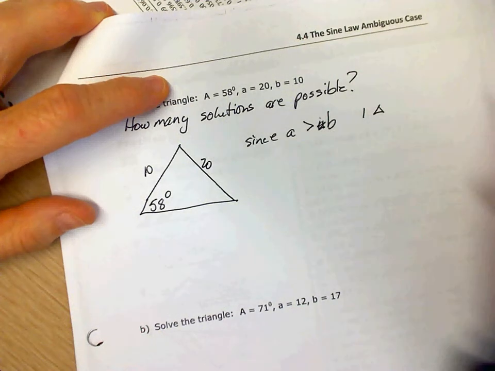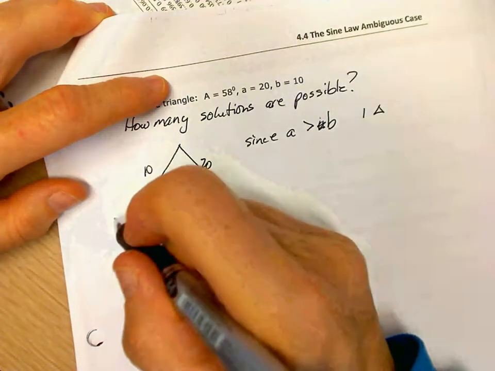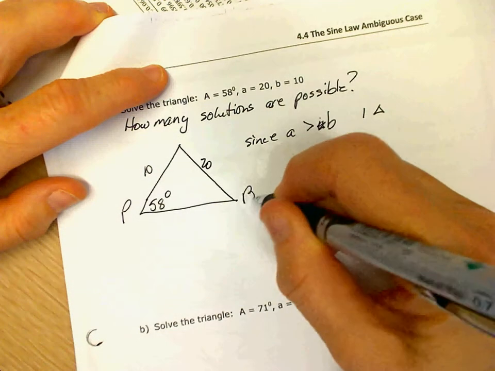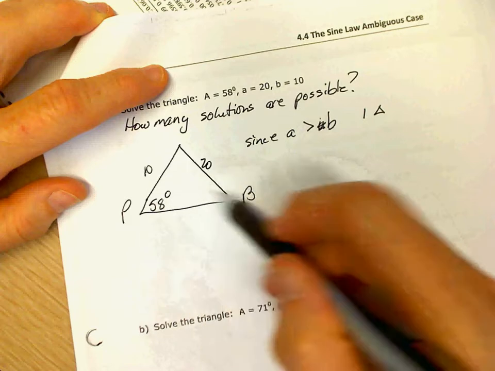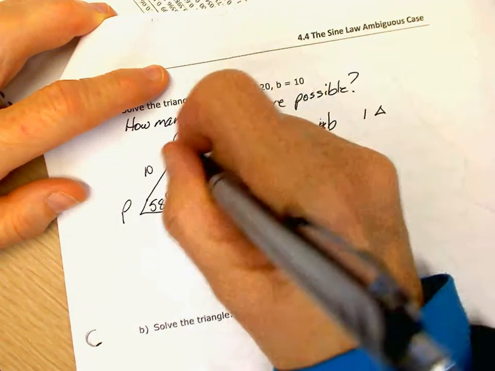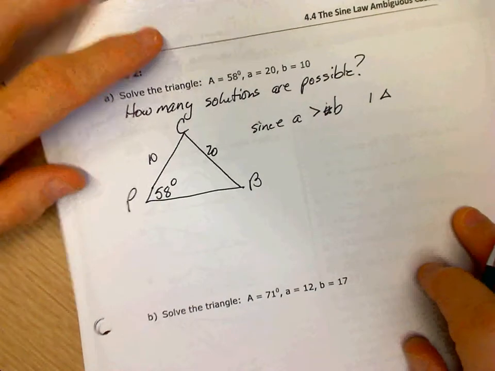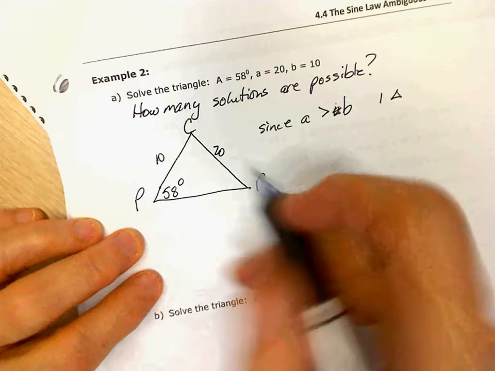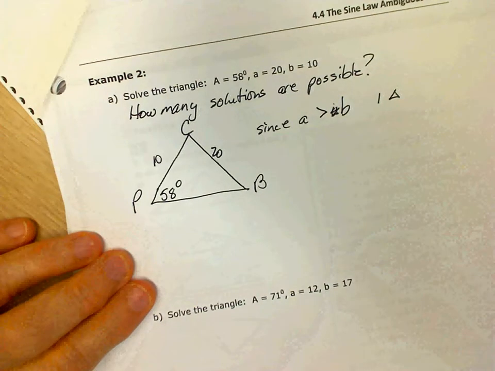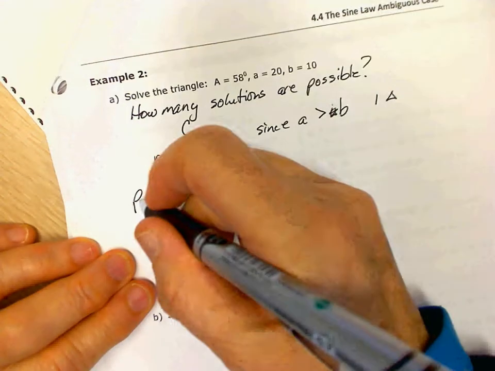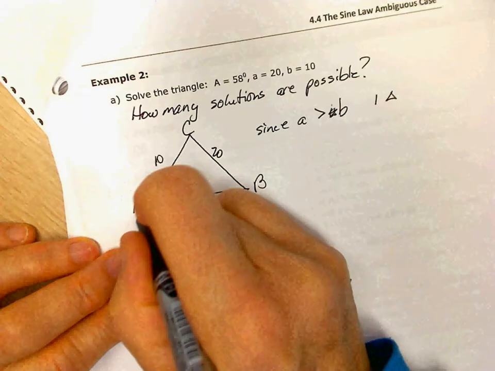So let's do it. So this is our P. This is our B, because little b has to be opposite angle B. And this is our, we'll call it C. So let's find sine of B. Sorry? Did I make a mistake? Oh yeah, I still got the last question in my head. Thank you.